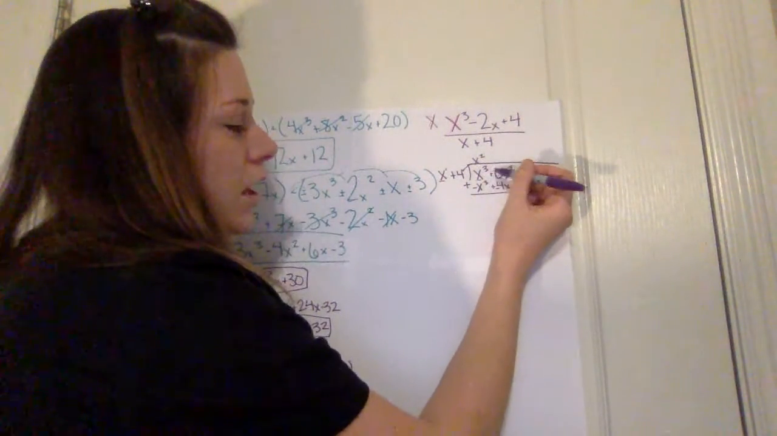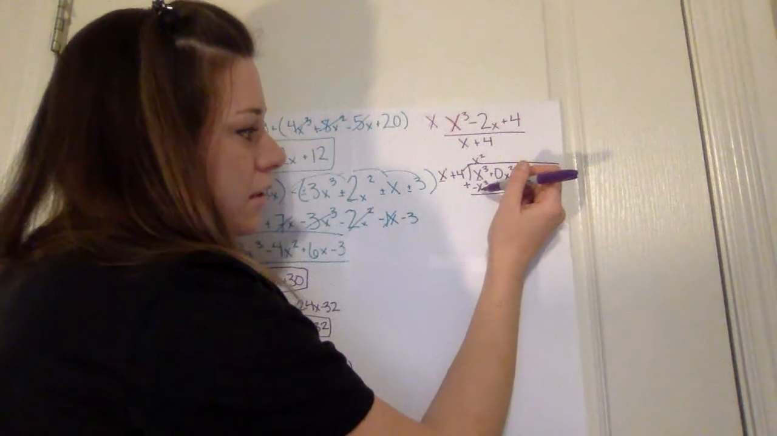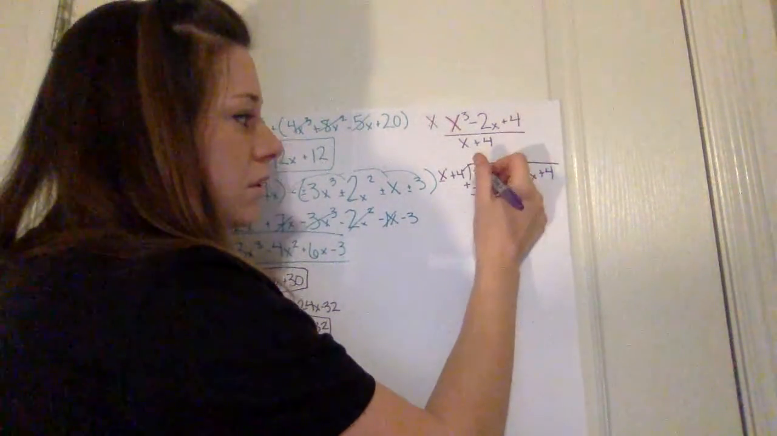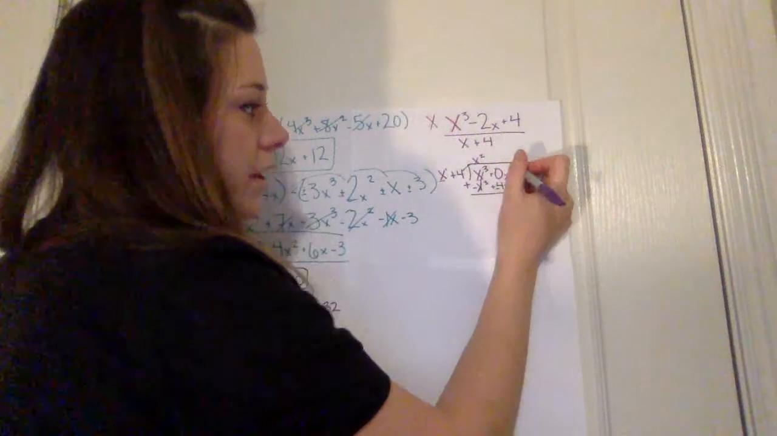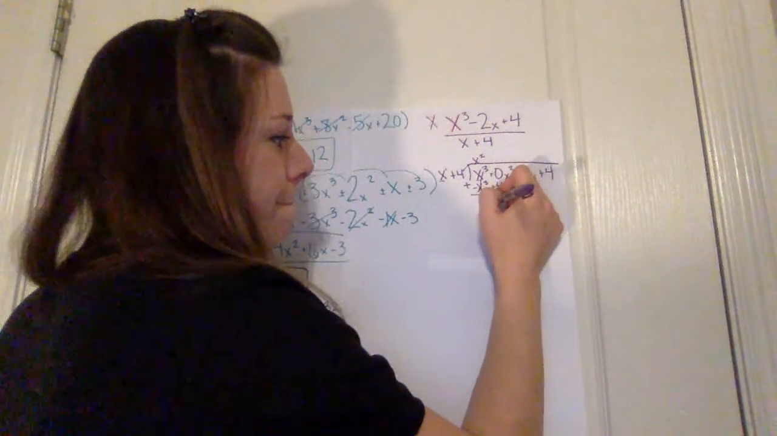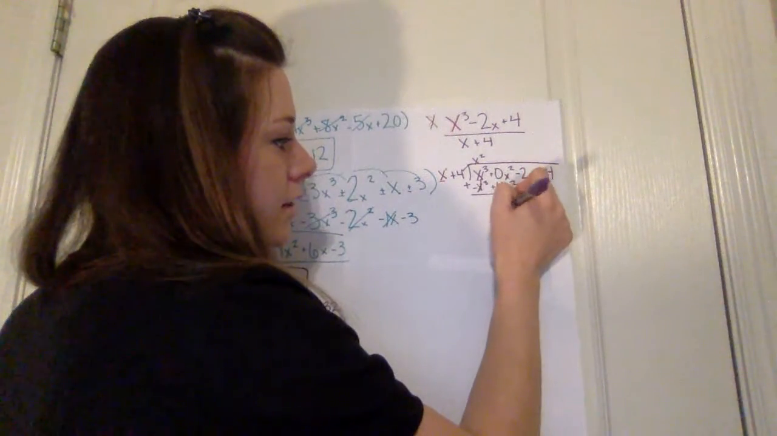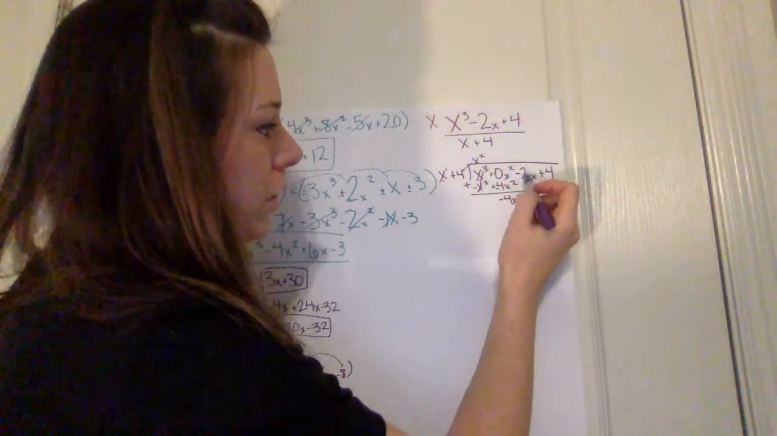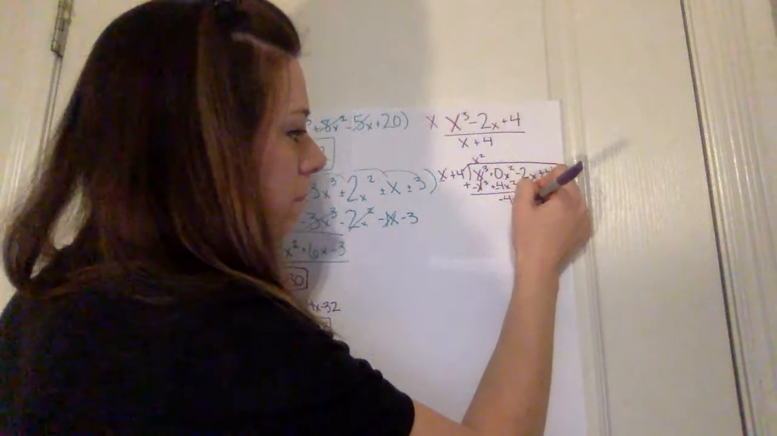So we have x cubed minus a positive x cubed, minus negative x cubed, that equals 0. And then 0x squared and minus 4x squared is minus 4x squared. And now we will bring down our negative 2x term.